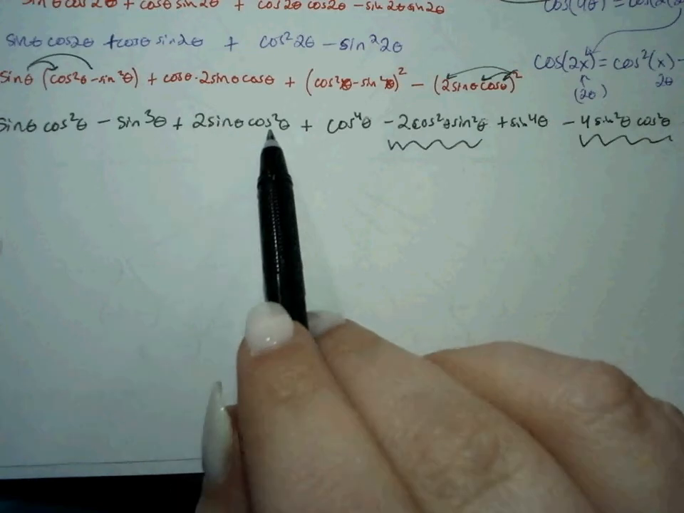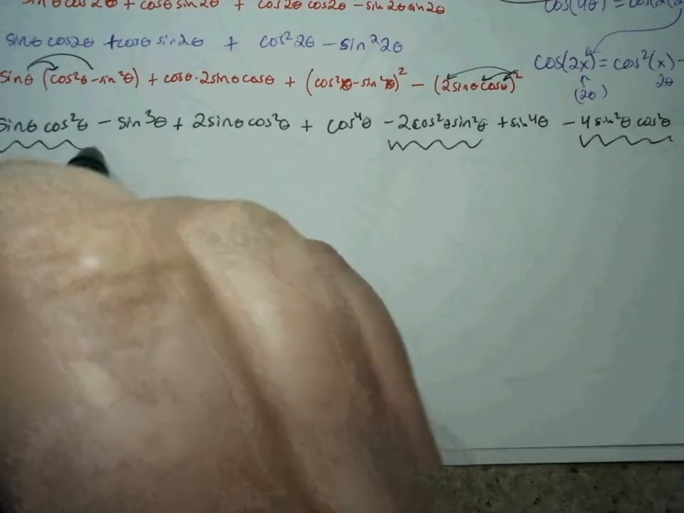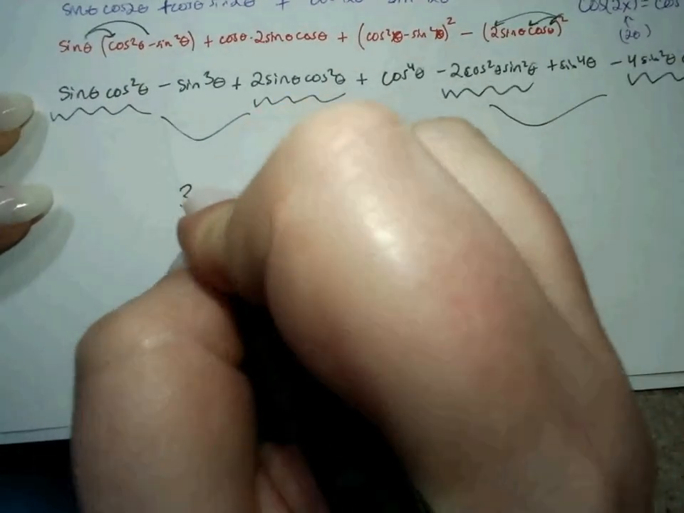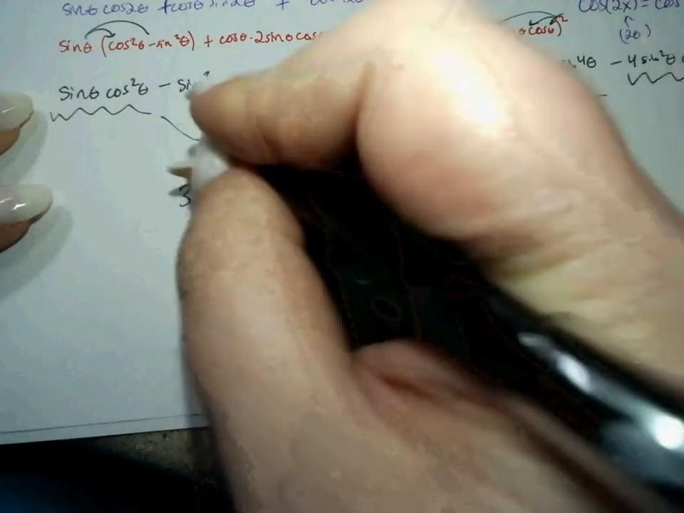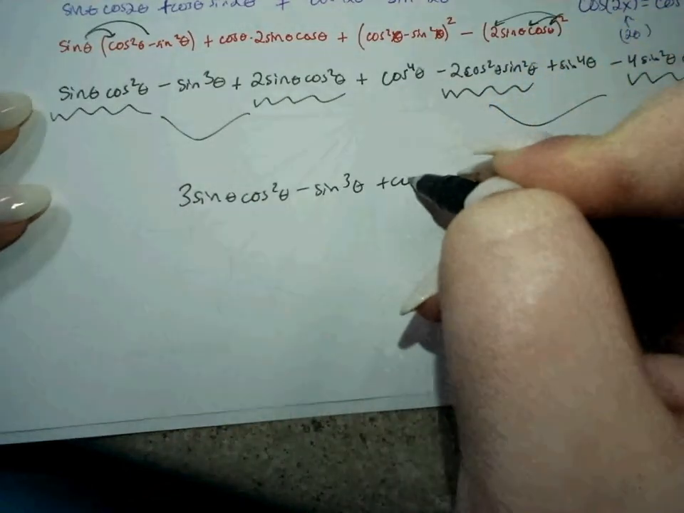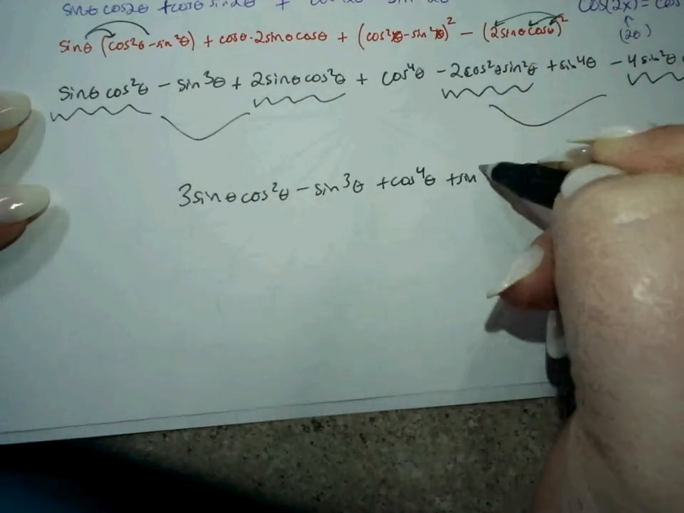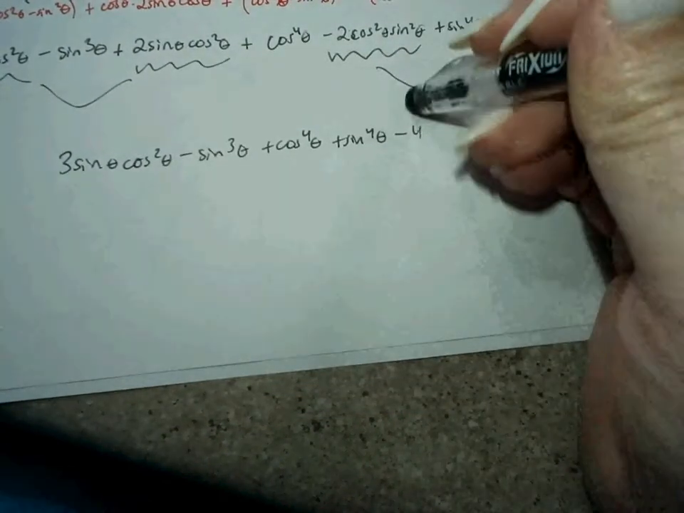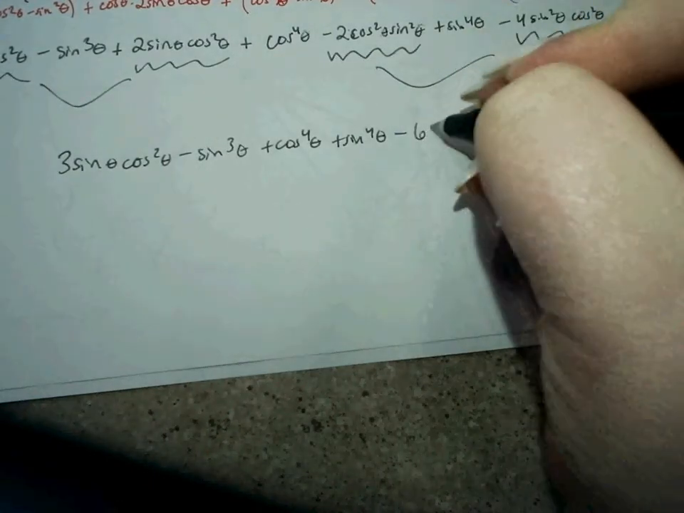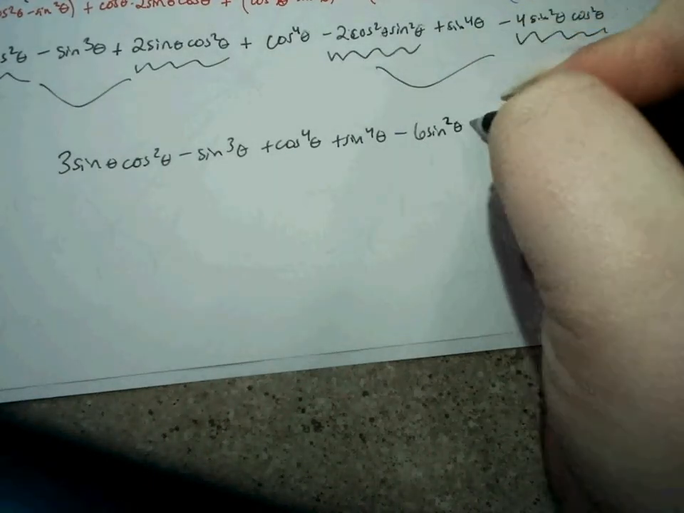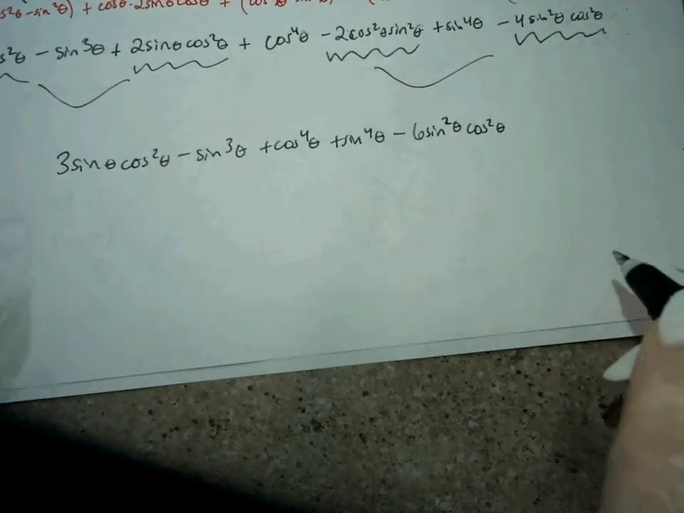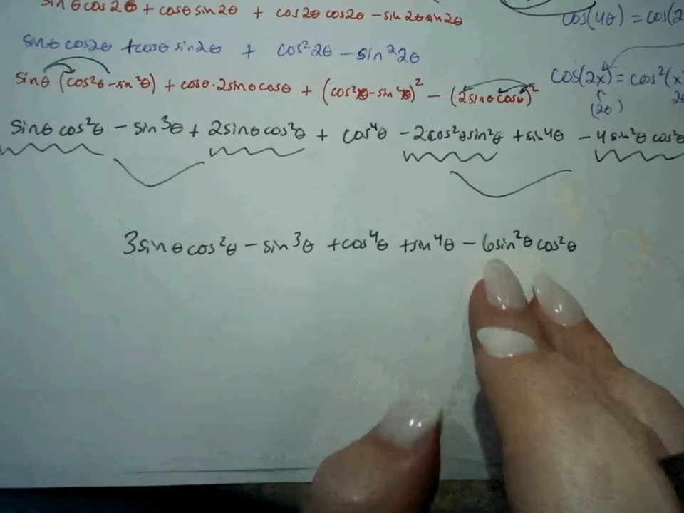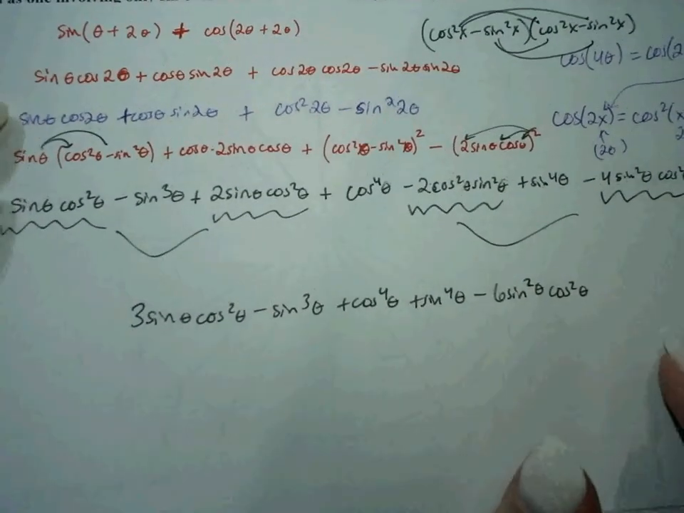I think the only thing I can see that I can combine is this and this. Sine to the fourth, cosine to the fourth, sine cosine squared, I could do that and that. So that's going to be 3 sine cosine squared minus sine cubed plus cosine to the fourth plus sine to the fourth minus 6 sine squared cosine squared. And there's my answer.